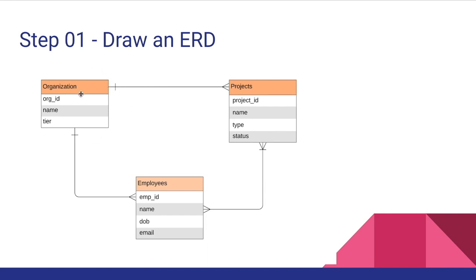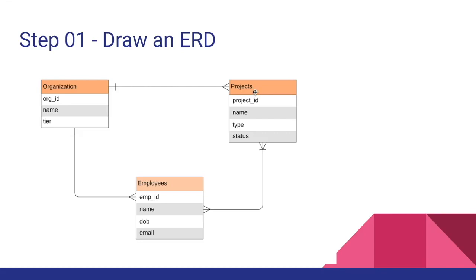For an organization to projects, there's a one-to-many relationship. One organization can have multiple projects. Similarly, one organization can have multiple employees as well. So there's another one-to-many relationship between organization and employees. But between employees and projects, there's a many-to-many relationship because one employee can be part of many projects and one project can have many employees.